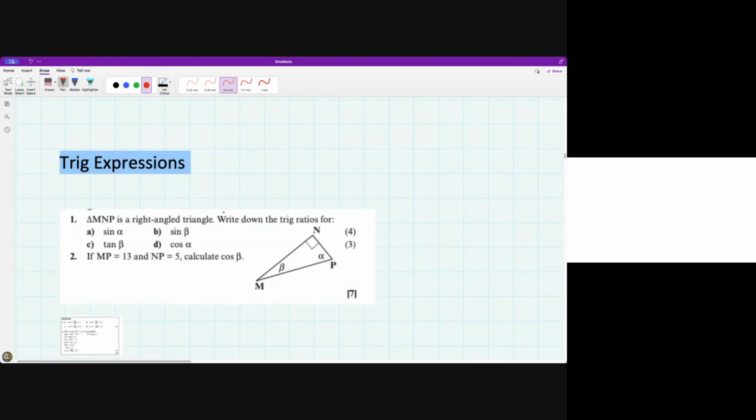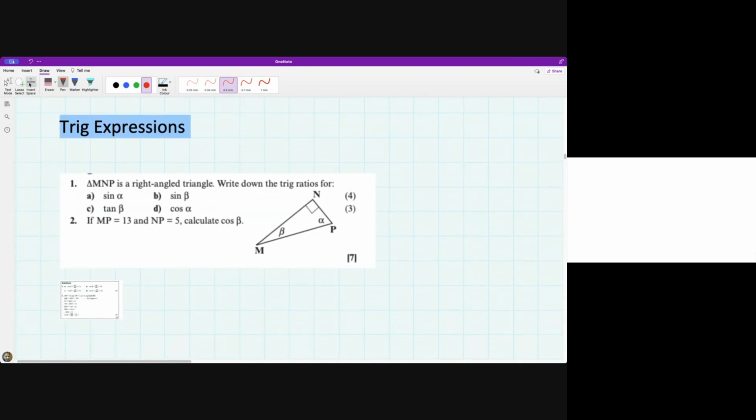Let us just quickly check a few important ideas about our understanding of trig. Let's have a look here. If I tell you that MP is 13 and MP is 5, I want you to tell me what is the cos of alpha equal to. So think about what you know about trig, think about what you can use to help you, and work out for me what is the cos of alpha.